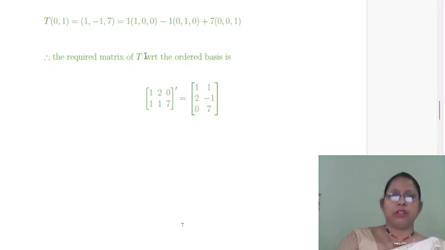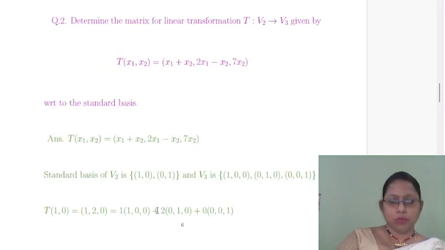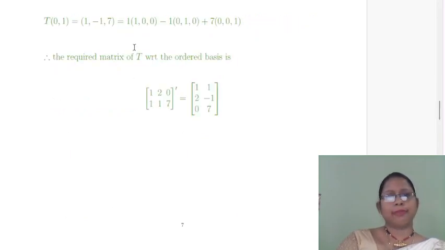Therefore, the required matrix of T with respect to the ordered basis or standard basis is the coefficients on the right hand side in the expression of T(1,0) and T(0,1). That is, it is 1, 2 and 0, then 1, minus 1, 7. The transpose of this matrix is the matrix with rows 1, 1; 2, minus 1; 0, 7, which is the required matrix.